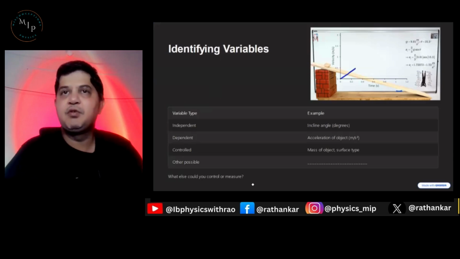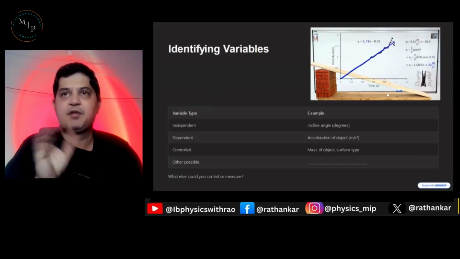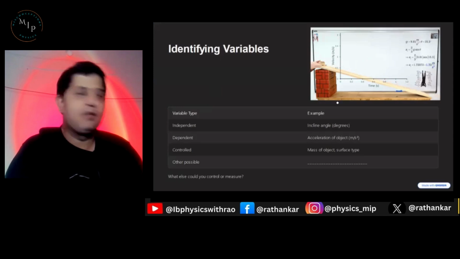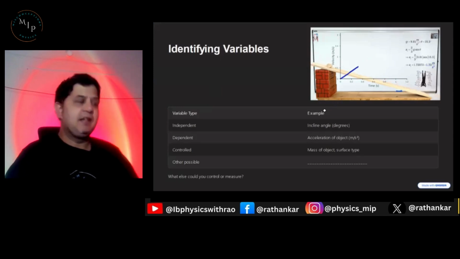Now what are we going to do? We are going to take an object and slide it. Of course, here it is rolling. It should actually slide over here. And then find out what you are going to change over here and so on.